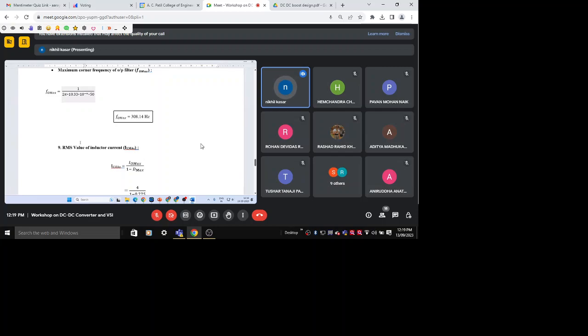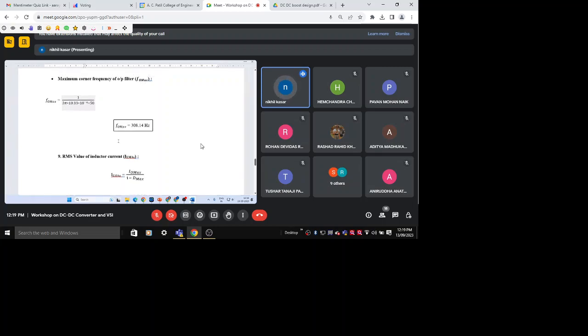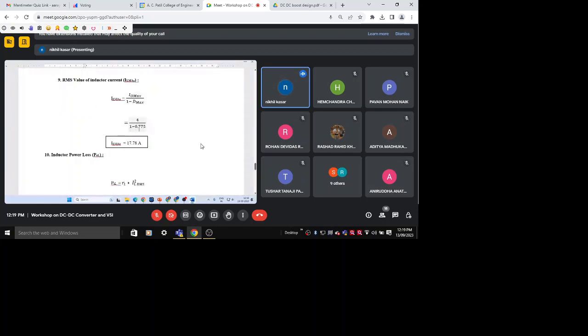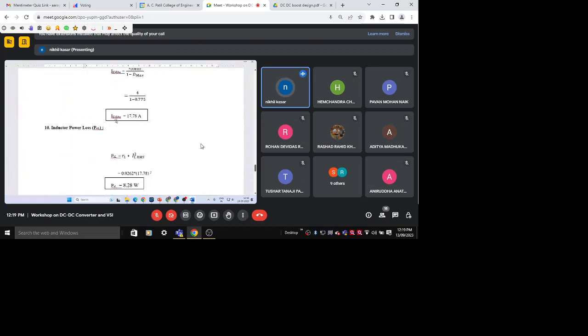Okay, the corner frequency of the inductor current, all the values again, x is equal to Dmax divided by duty cycle, that is 1 minus 0.775. So the maximum value of inductor current is 17.78 ampere.